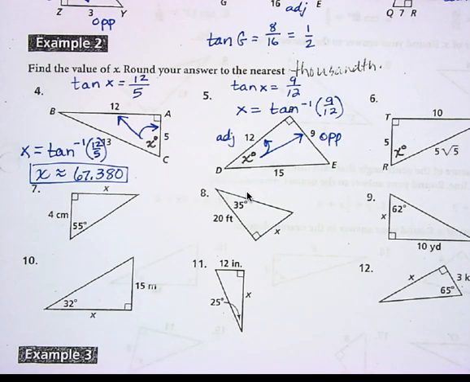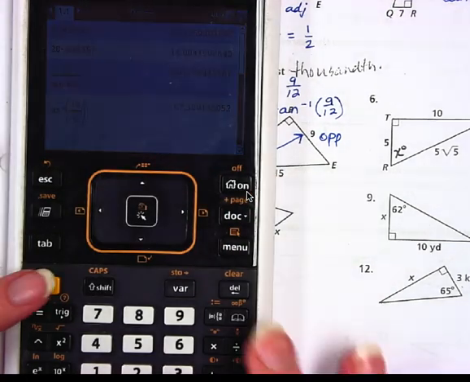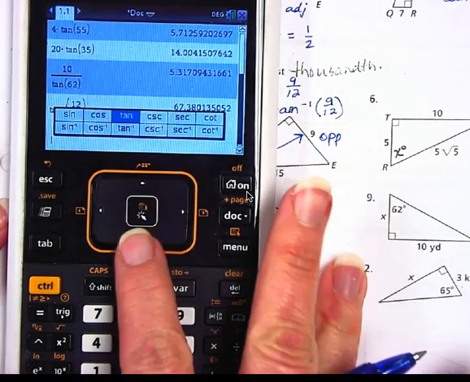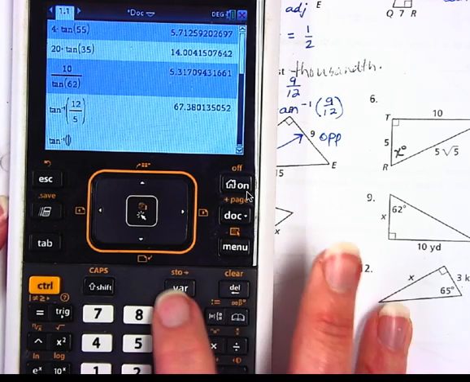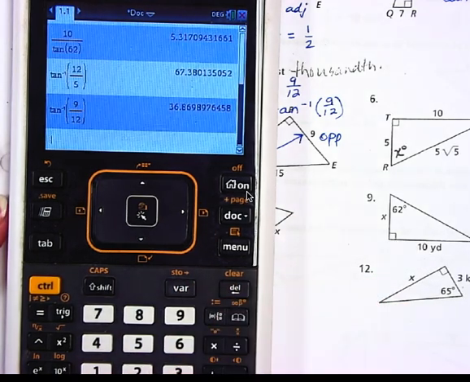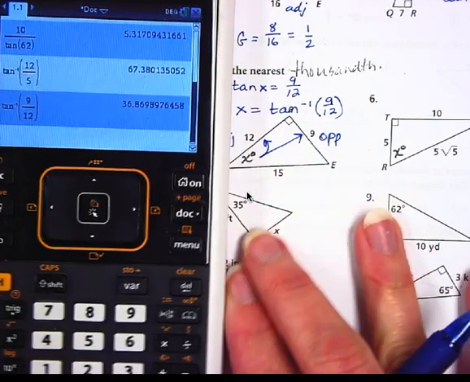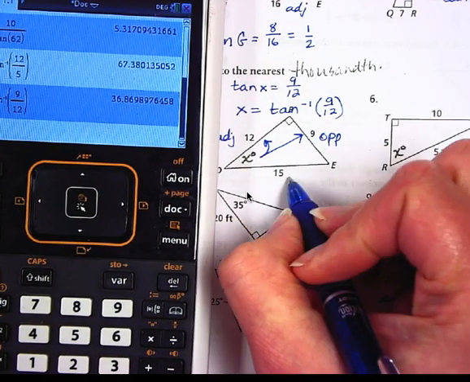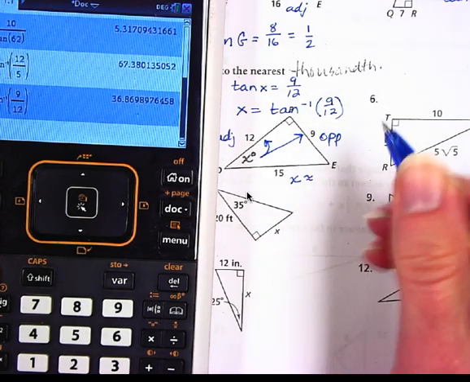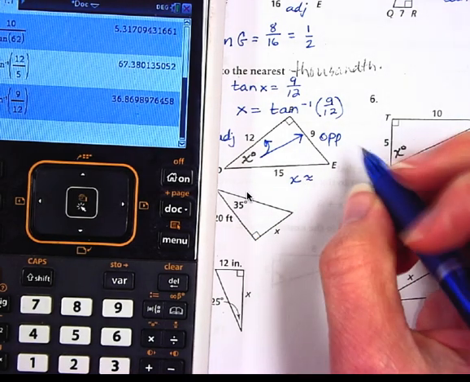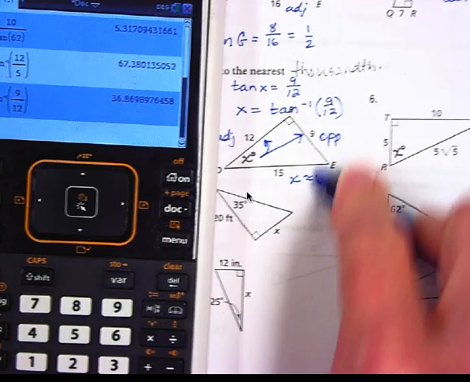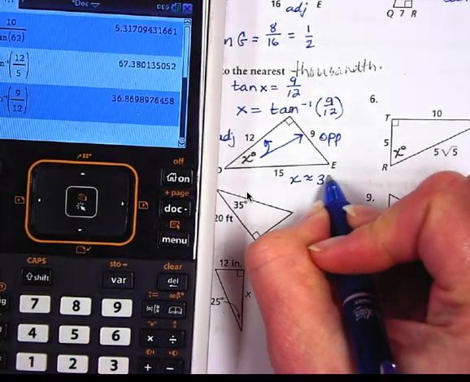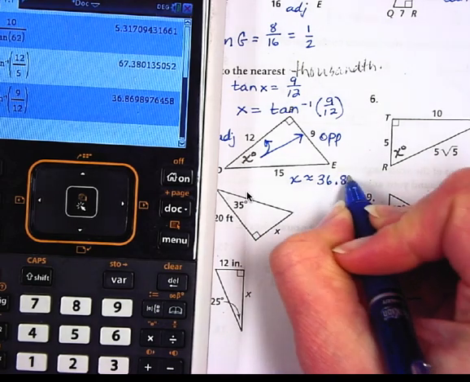Will you get the same answer? Yes, you better, right? Otherwise, that table's not worth a whole lot. And so I've got 9 divided by 12. All right, what do we get with rounding on that one? 36.870. All right, very good.